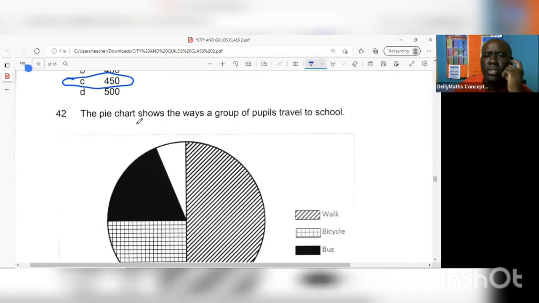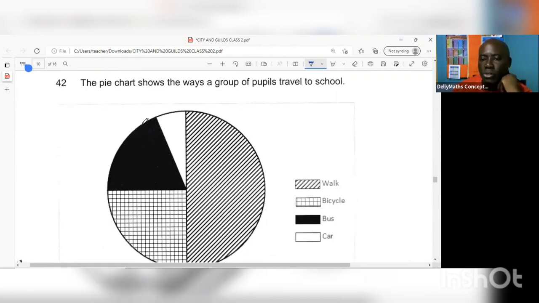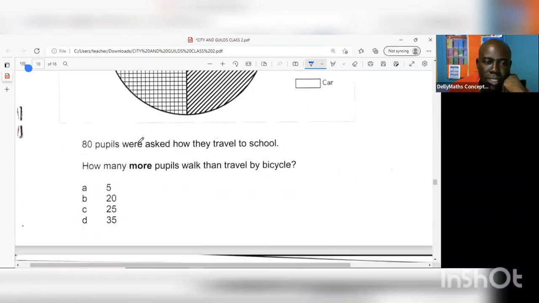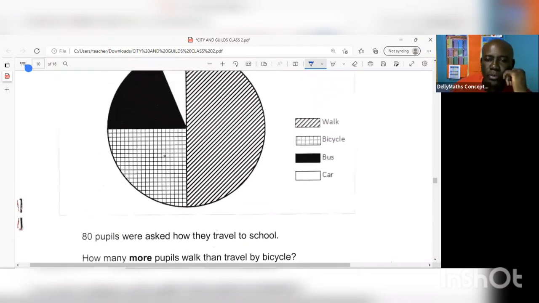The pie chart shows the ways a group of people travel to school. They walk, they run, they go by bus, they go by bicycle, and they go by car. So we're talking about a total of 80 people in the survey. How many more people walk than travel by bicycle? All right, so 40 persons walk.